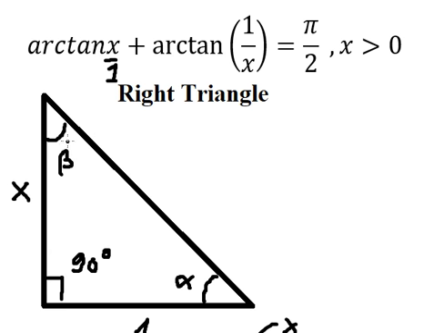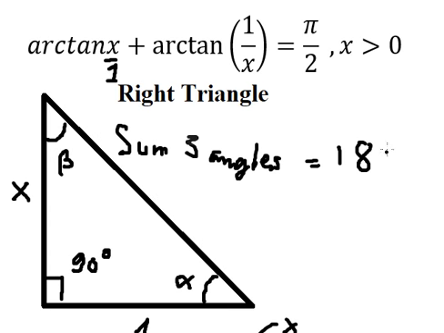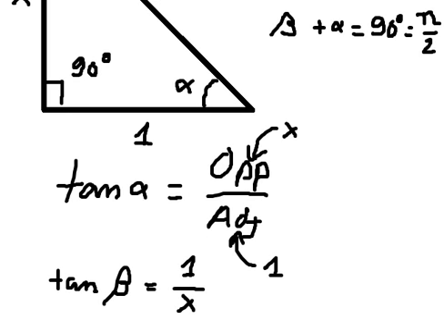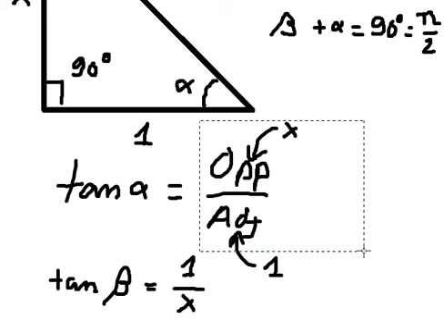And because the sum of the three angles in here should be 180 degrees, and we know that this one is 90 degrees right now, the sum of beta and alpha equals 90 degrees, or π over 2. Now this one we can put into s.